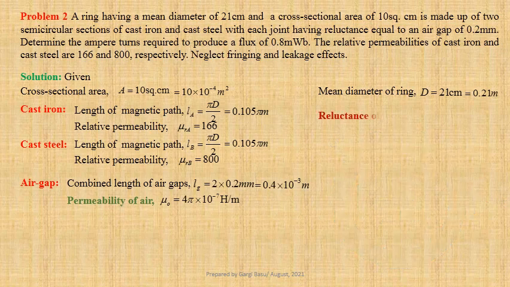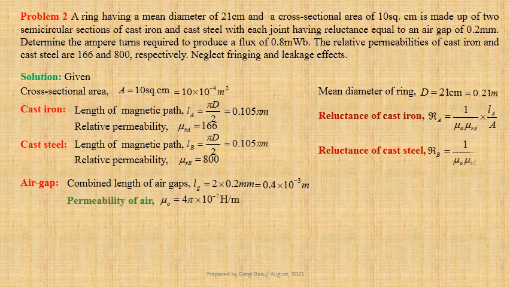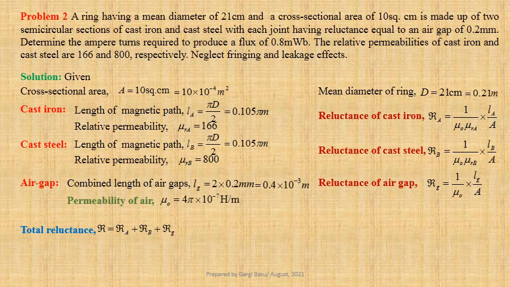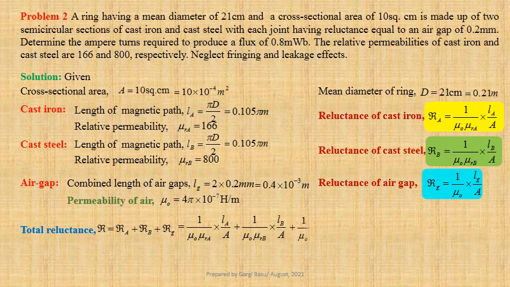Expression for reluctance of cast iron: Ra equals 1 upon mu0 mu Ra into La by A. Reluctance of cast steel: Rb equals 1 upon mu0 mu Rb into Lb by A, and reluctance of air gap: Rg equals 1 upon mu0 into Lg by A. Expression for total reluctance: R equals Ra plus Rb plus Rg, which equals 1 upon mu0 mu Ra into La by A plus 1 upon mu0 mu Rb into Lb by A plus 1 upon mu0 into Lg by A. This may be written as 1 upon mu0 times A into La by mu Ra plus Lb by mu Rb plus Lg.